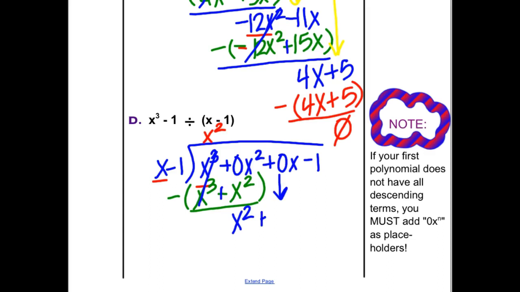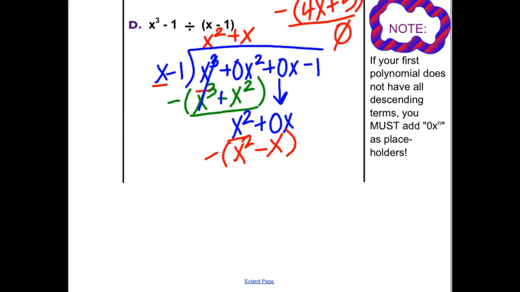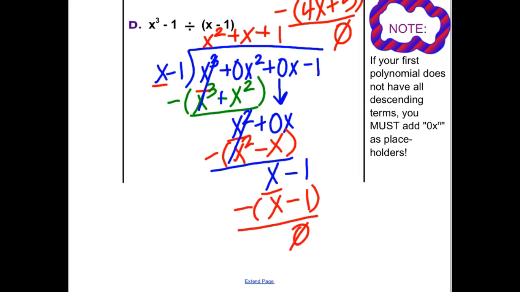Then we drop down that plus 0x. So to turn x into x squared, we multiply by x. X times x is x squared. X times negative 1 is negative x. We subtract all the way through. Those cancel. 0x minus negative x is 1x. We drop down the minus 1. To turn x into x, we multiply by 1. 1 times x is x. 1 times negative 1 is negative 1. When we subtract that through, we get 0.